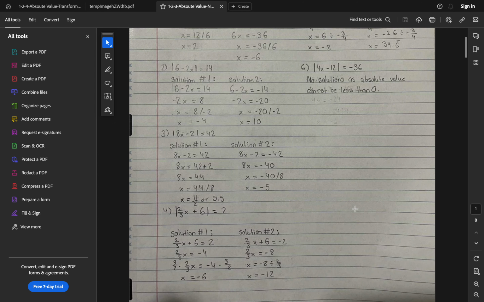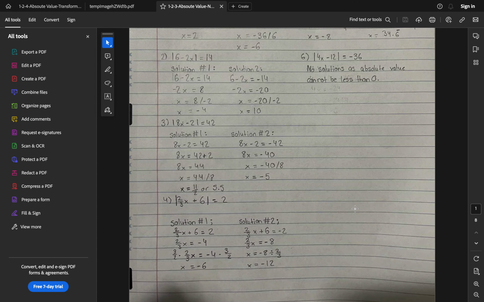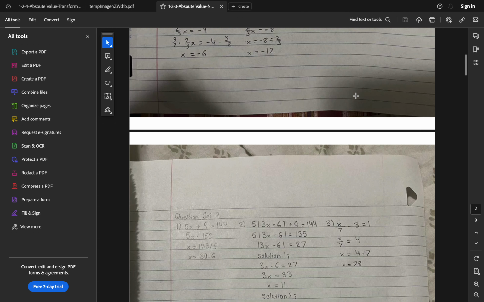Okay, now on to question number 6. In this specific question, there's no solutions, as an absolute value cannot be less than 0 or equivalent to less than 0, right? So in the equation we have absolute value 4x minus 12 is equivalent to negative 36. That's not possible, so there's no solutions.